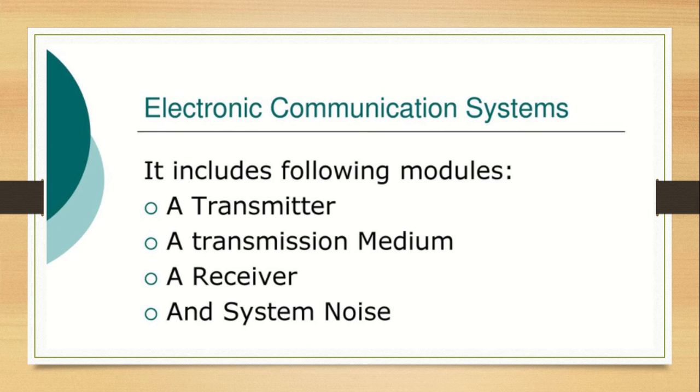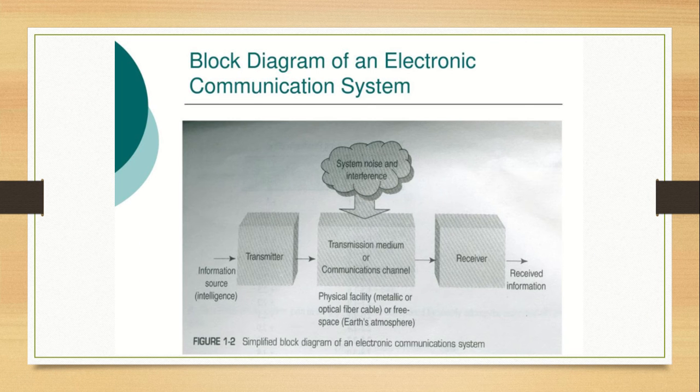The electronic communication system includes the following modules: the transmitter, transmission medium, a receiver, and a system noise. It's shown here in this block diagram. We have the transmitter, transmission medium or communication channel, and the receiver. On this part, we have the information source, or we call it intelligence. For the channel, it can be a physical facility like a metallic or optical fiber cable or coaxial cable, or it could be free space, that is the Earth's atmosphere. This is where the system noise and interference will get in. Then at the receiver, we have the received information. This is the simplified block diagram of an electronic communication system.